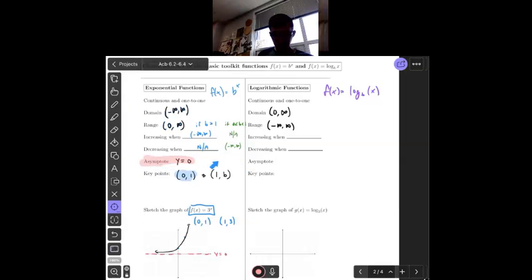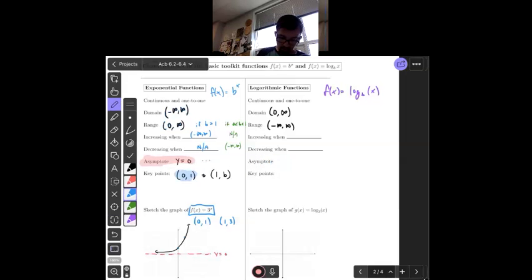The exponential function has a horizontal asymptote of y equals 0. What about the asymptote of the logarithmic function? These are inverses. What would the asymptote here be? Yeah, right, good. The inverse of that would be x equals 0.